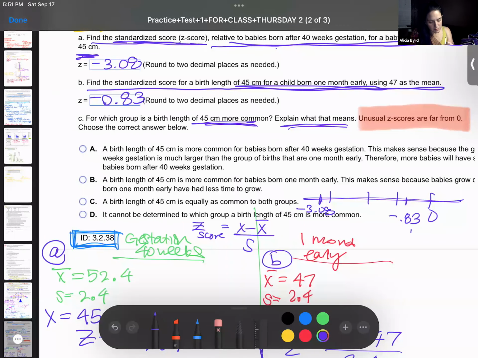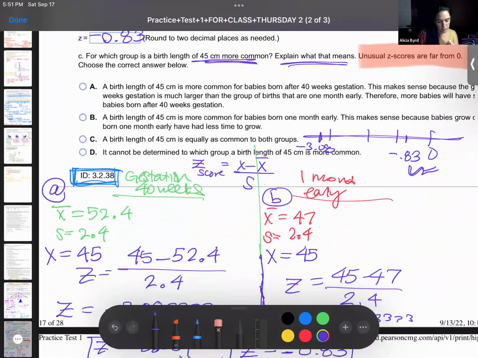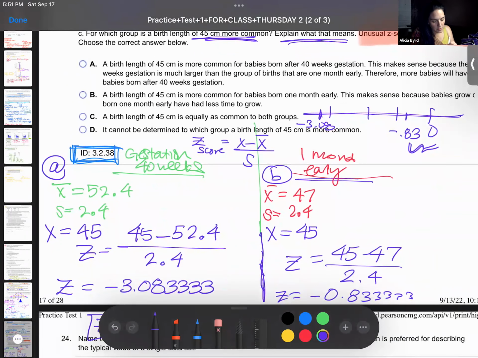So obviously this one's much closer, so it's going to be less unusual. Which case was that? This was the case of 1 month early. And does this make sense? We're talking about a baby that was born and it was a little short, whatever animal this was, 45 centimeters. The standard length at fully gestated, I guess you would say, is 52.4. But if it's 1 month early, it's 47. So 45 is closer to that.